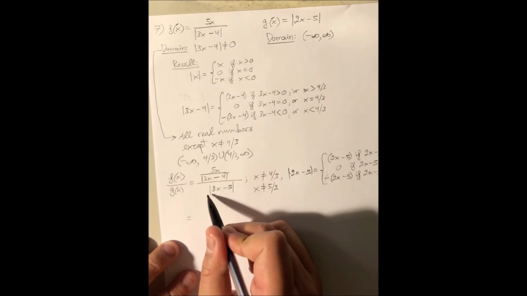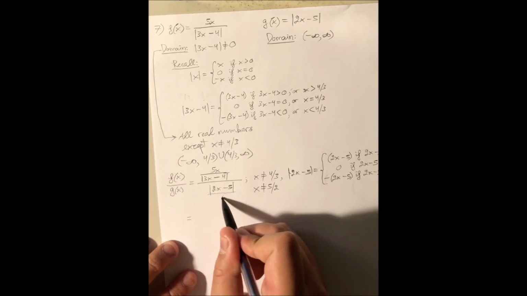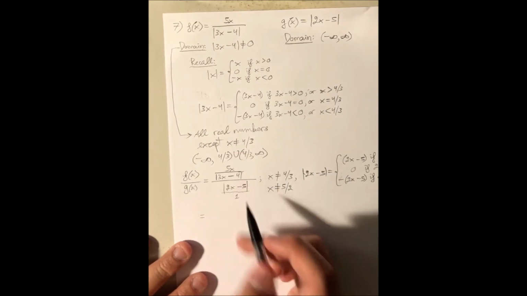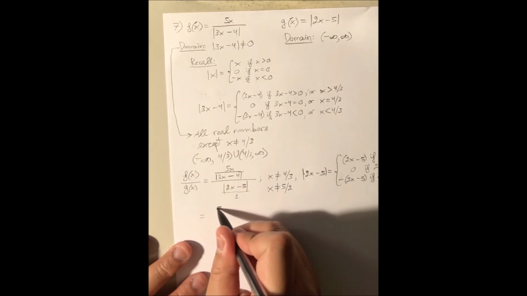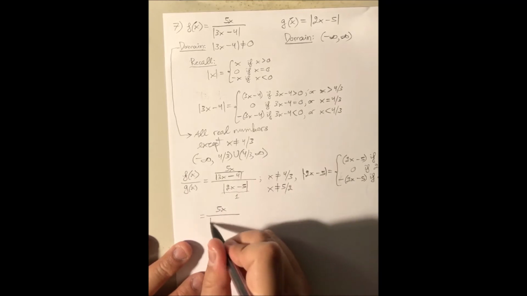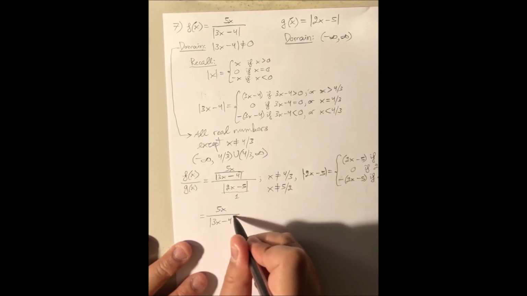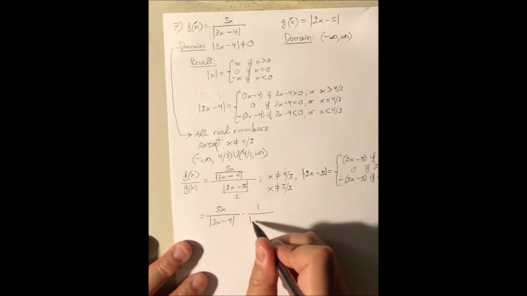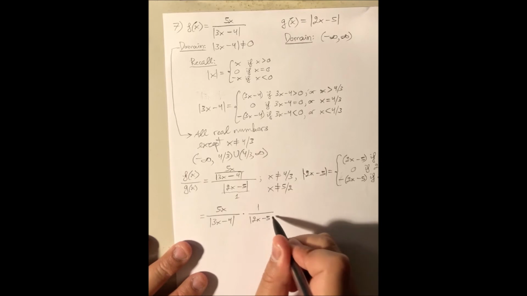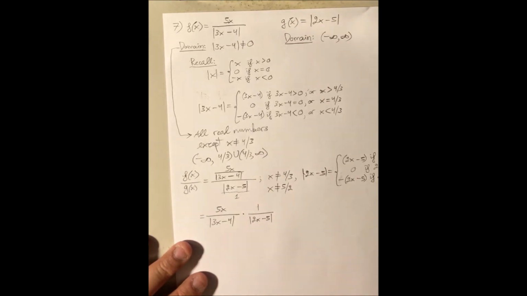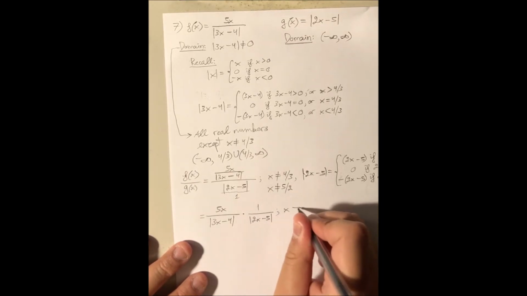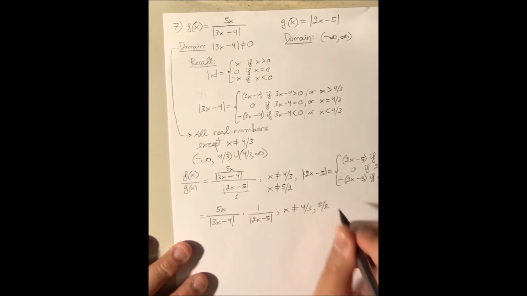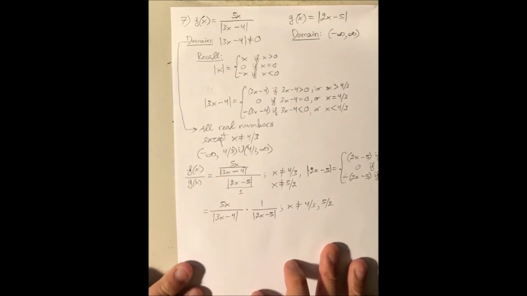Anything by itself is the same as itself divided by the invisible positive 1 denominator. So change this division into multiplication by keeping the numerator the same, and multiply by the reciprocal of the denominator, which is just 1 over 2x minus 5. And of course, at this step, same thing: x cannot be equal to 4 over 3 and 5/2 if we observe these two denominators.